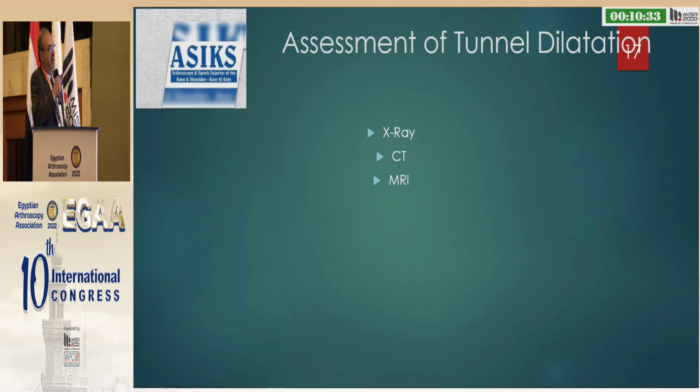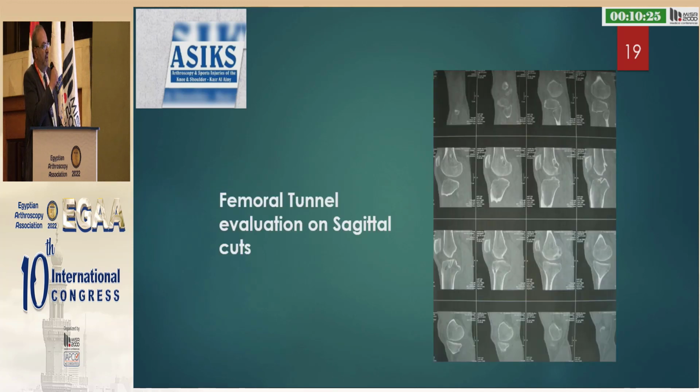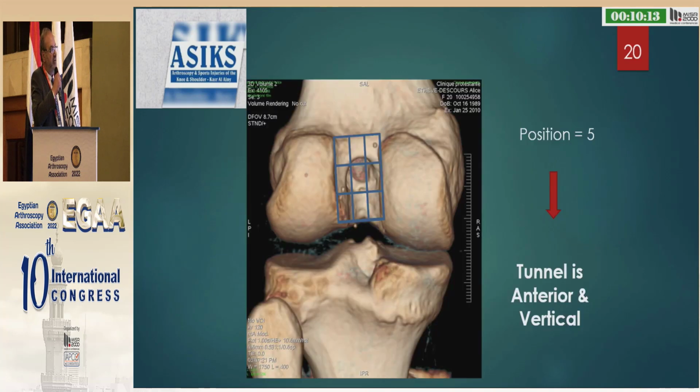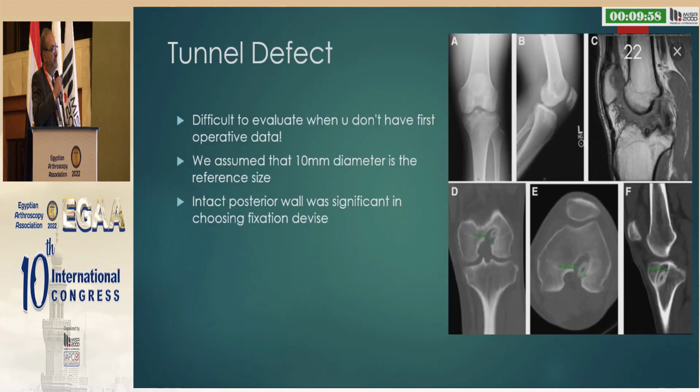We assess the patient by X-ray, CT, MRI, but we found that CT is the most accurate method for detection and planning for revision. Femoral tunnel evaluation is done by CT scanning regarding the size, the entry point at the knee, and the dilatation. We use a grid method to determine the exact point of entry, and a direction grading method or roller method. We can then plan for the next step of revision.